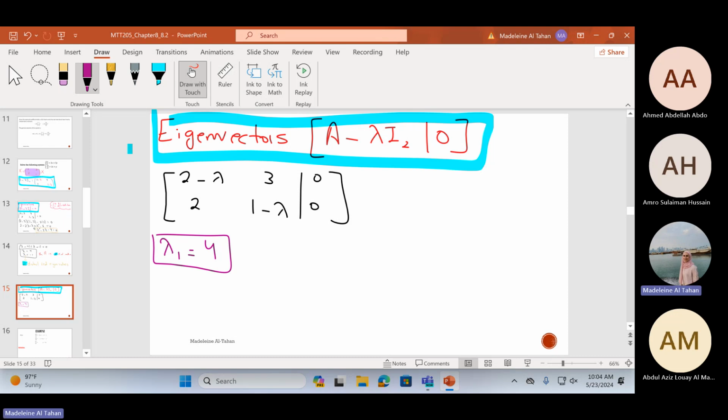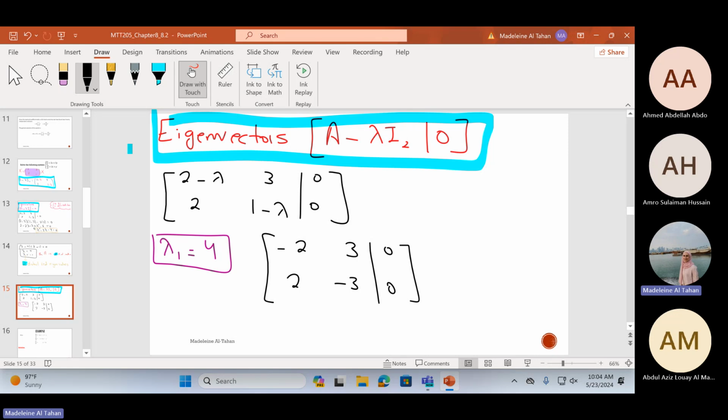We substituted lambda equals 4. What will we get? 2 minus 4, -2, 1 minus 4, -3, and here what do we put? But for finding eigenvectors, you cannot solve it using the calculator because we will get infinite solutions.